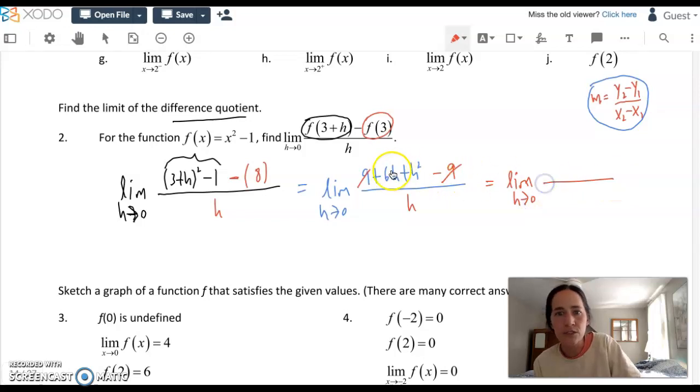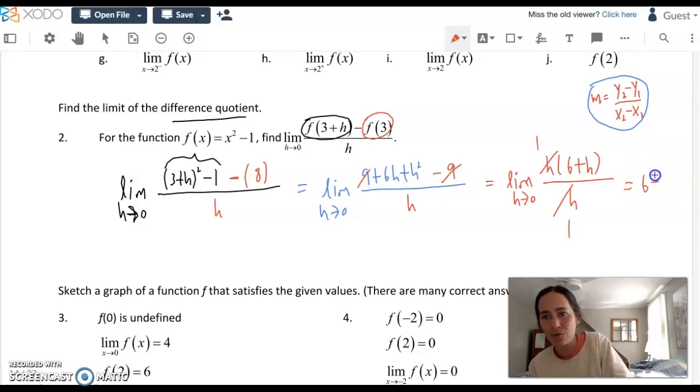Limit as h approaches 0. Let's pull an h out of the top and get 6 plus h. And then we've got that lonely h sitting on the bottom that gets to cancel now. Finally, we can do a direct sub after a few little steps of simplifying. 6 plus 0 is your limit. The limit is 6.